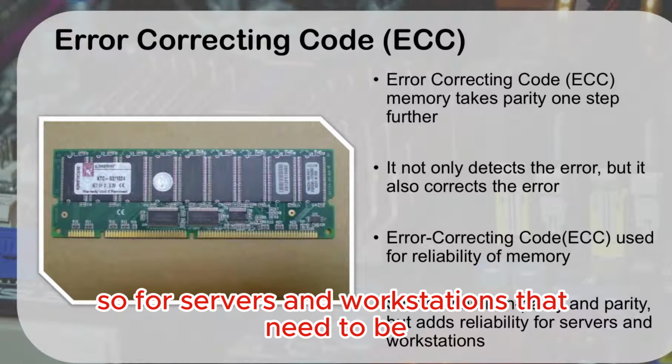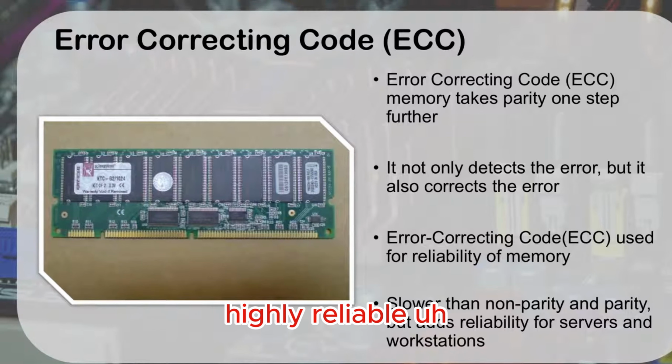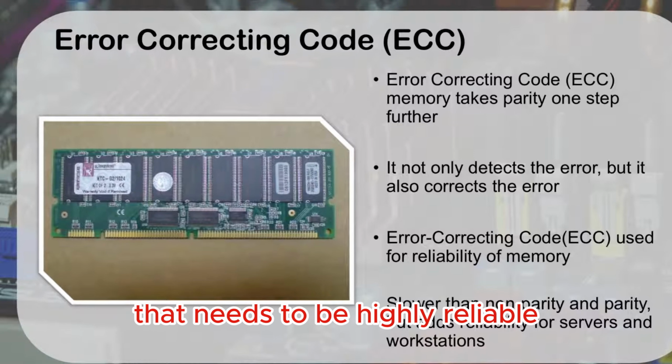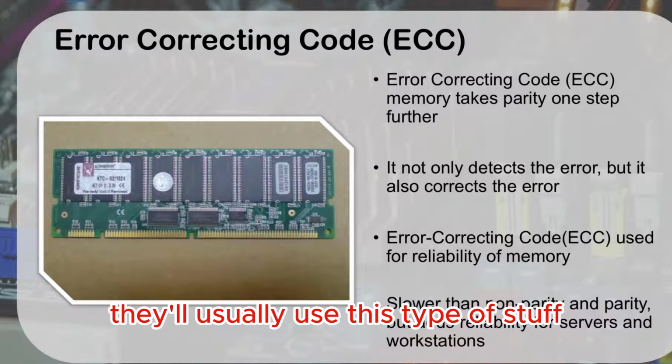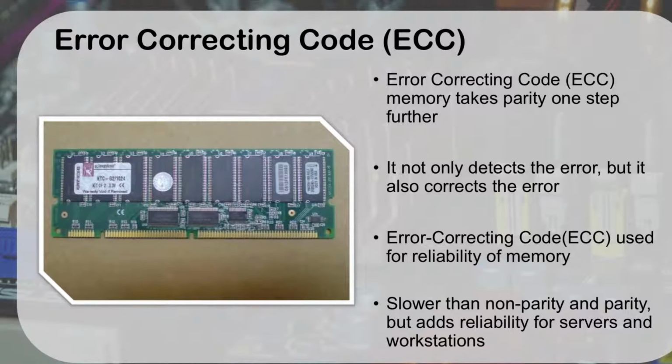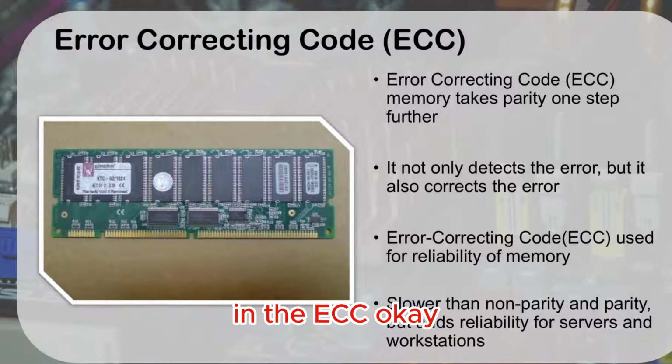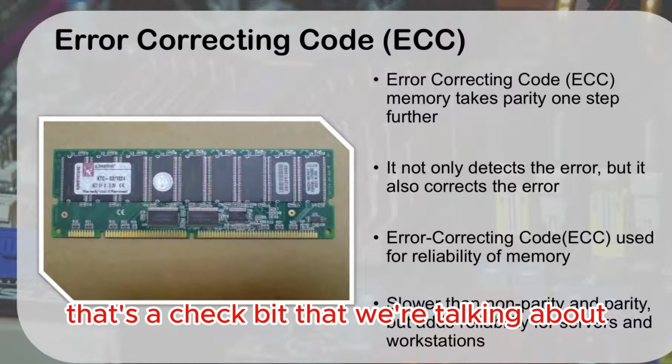So for servers and workstations that need to be highly reliable, this is a good thing to use. If you have a router in a network that needs to be highly reliable, they'll usually use this type of stuff. Same thing with servers. And if you count the modules here, you can see 1, 2, 3, 4, 5, 6, 7, 8, 9. There's 9 because that ninth one is used for the parity and the ECC. Okay? That's that check bit that we were talking about.